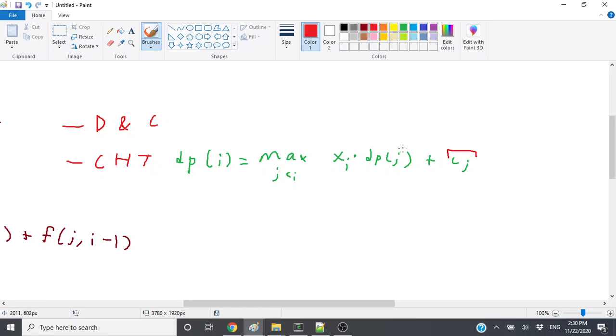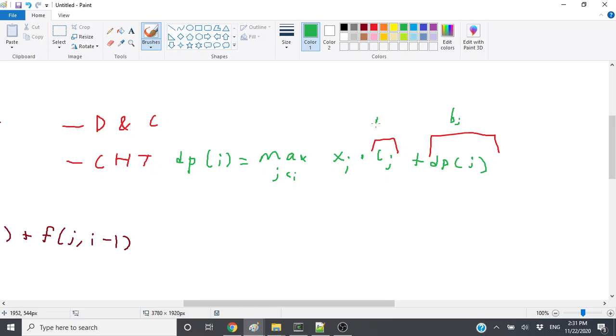This constant could depend on j, and this value would depend on j as well. Actually, no, it'd be something like x_i times some constant based on j plus dp of j. And in fact, this doesn't have to be dp of j. It could also be another constant, like, for example, let's call it b_j. And then we can replace this with a value called m_j.